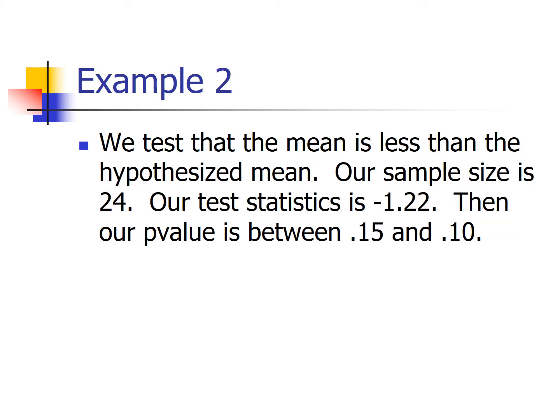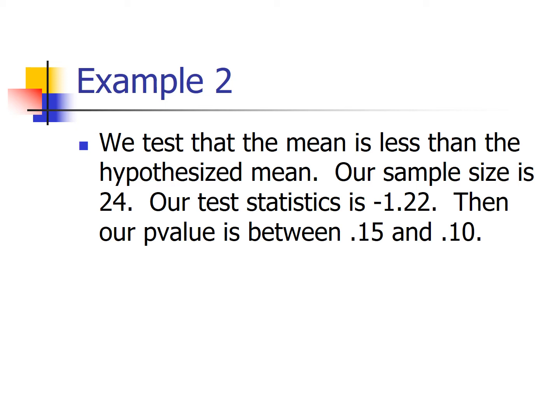Here, we test that the mean is less than our hypothesized mean. Here we expect a negative test statistic. It turns out our test statistic is negative 1.22. Our sample size is 24. So if our sample size is 24, that means we go to the 23 row, and we go across looking for 1.22. So 1.22 is somewhere between 1.060 and 1.319. Okay?